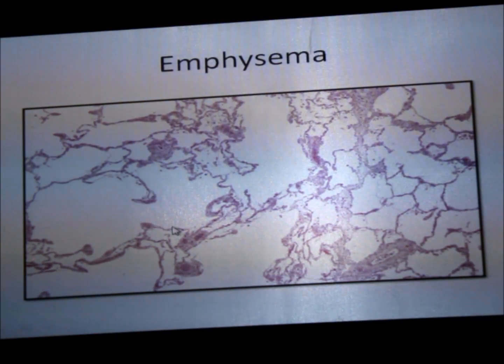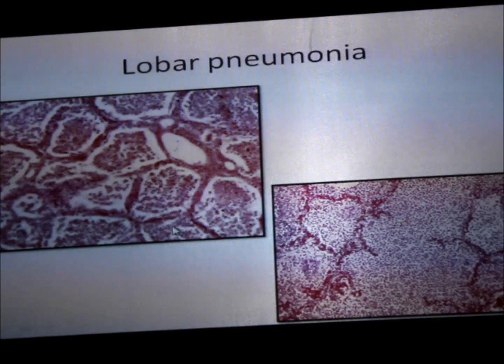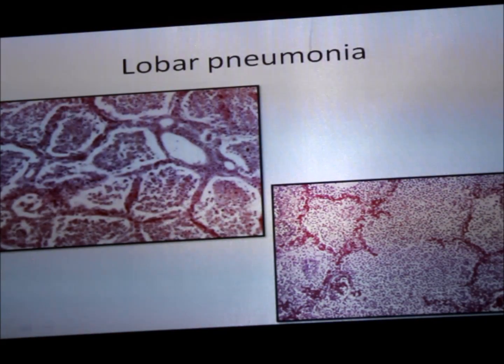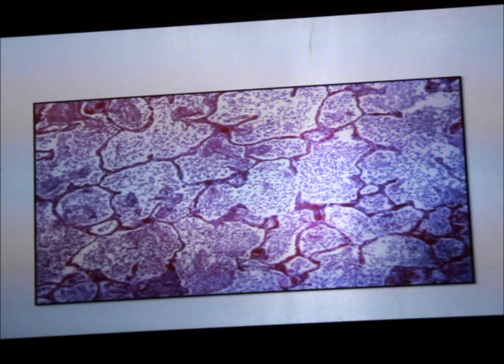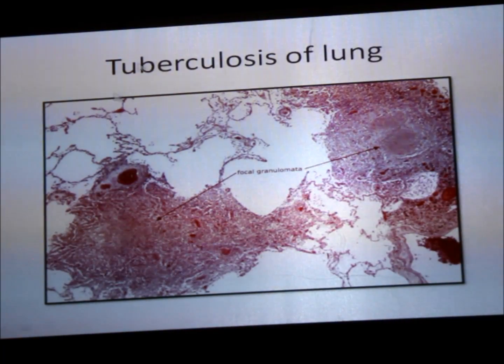Emphysema, I already showed you. This is the lung tissue, large alveoli, it is emphysema. Same picture. Lobar pneumonia, alveoli filled with exudate consisting of neutrophils, RBCs and edema fluid. And this is lobar pneumonia.